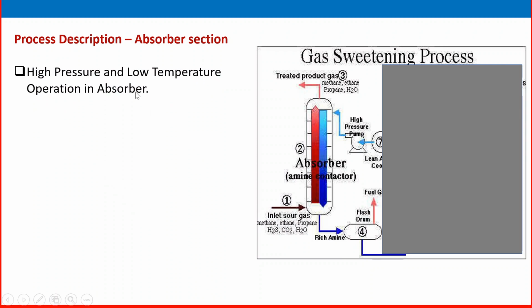High pressure and low temperature operation in the absorber. In the absorber, the two main important process variables are pressure and temperature. It is high pressure and low temperature.